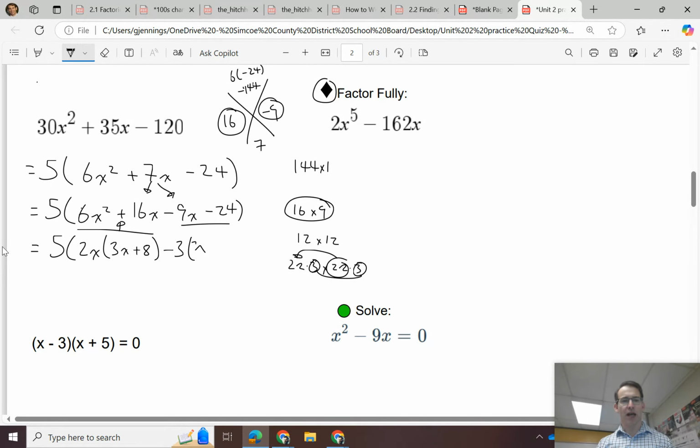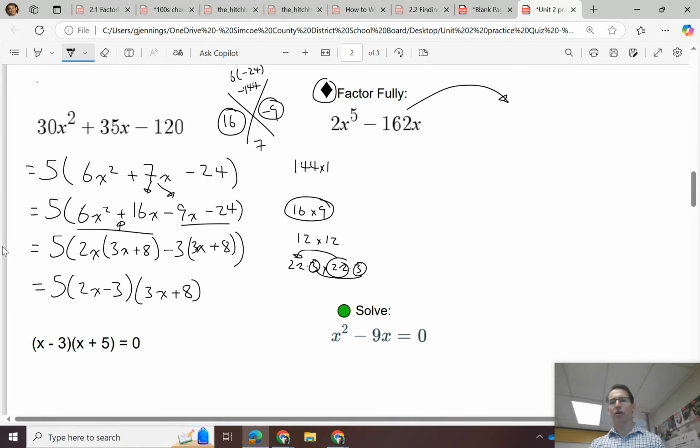Times 3x plus 8. Okay, and then we finish this off this way. 5 times 2x minus 3 times 3x plus 8. Oh, what a delight. Okay, now let's work on this one over here.